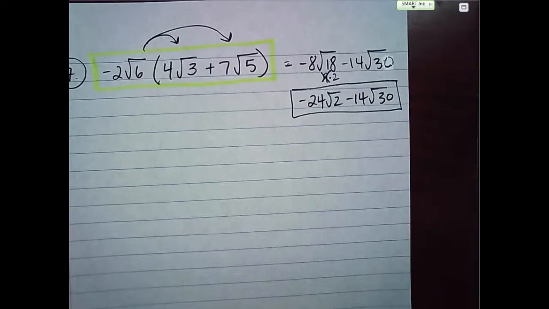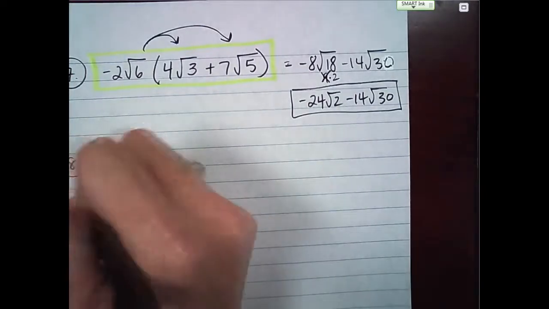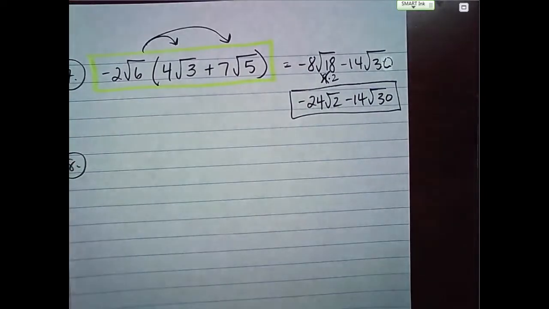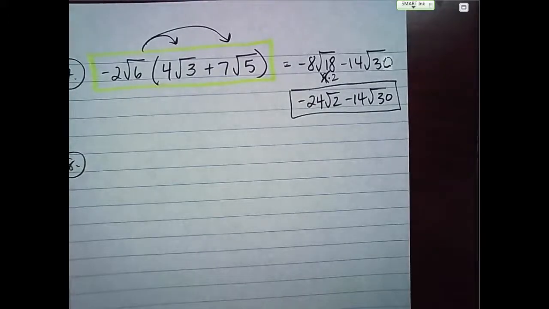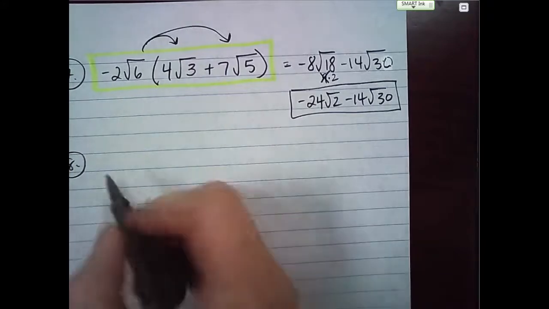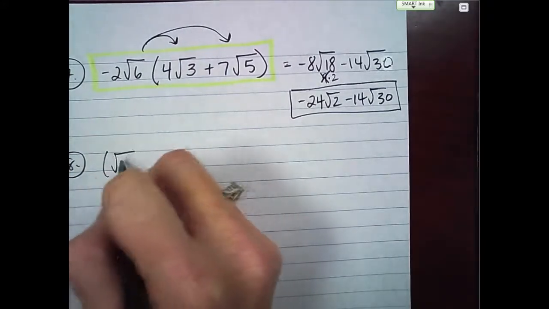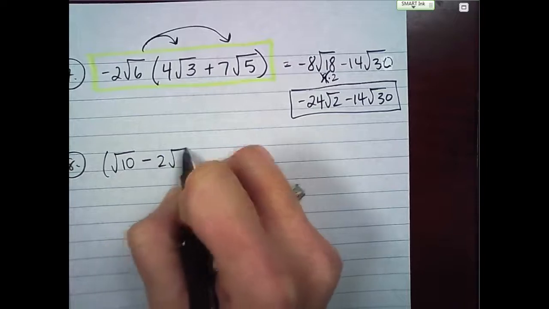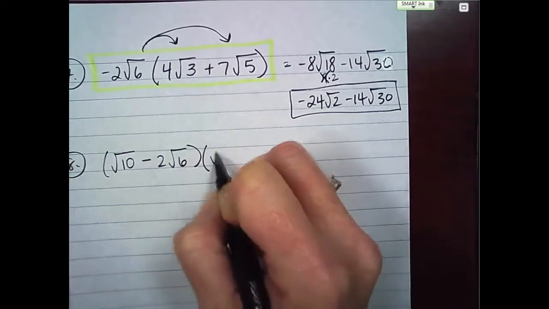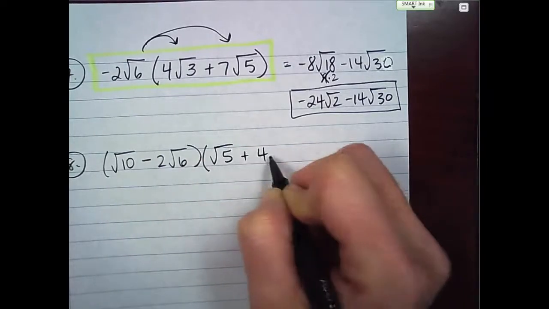Number 8. We're going to 10. Yeah, we have 3 more. We're going to number 10. So we have root 10 minus 2 root 6, and then root 5 plus 4 root 3.